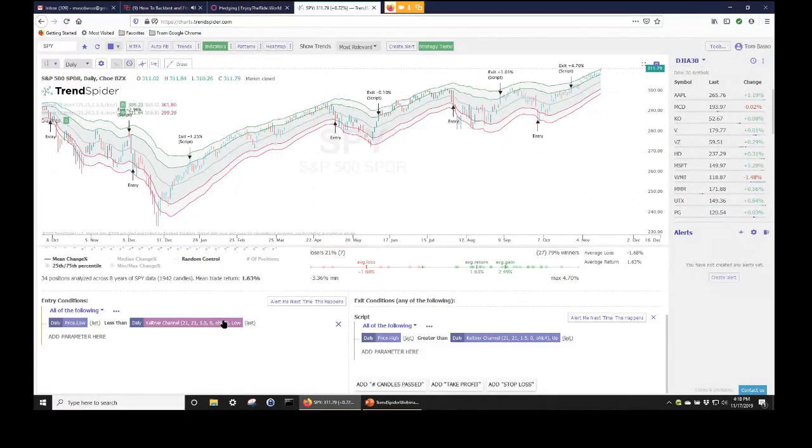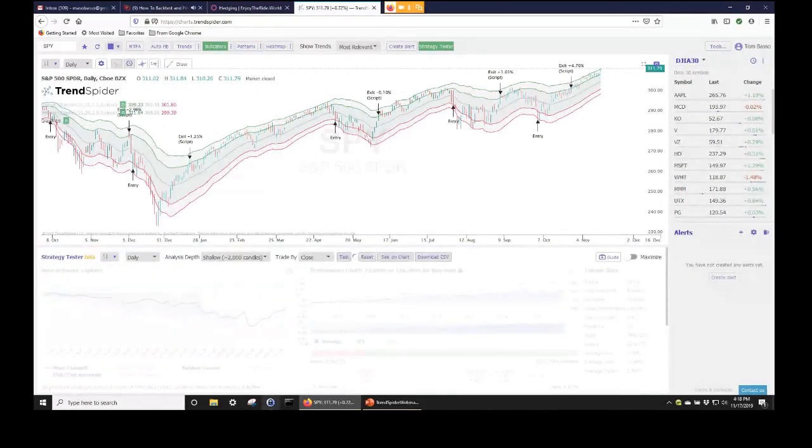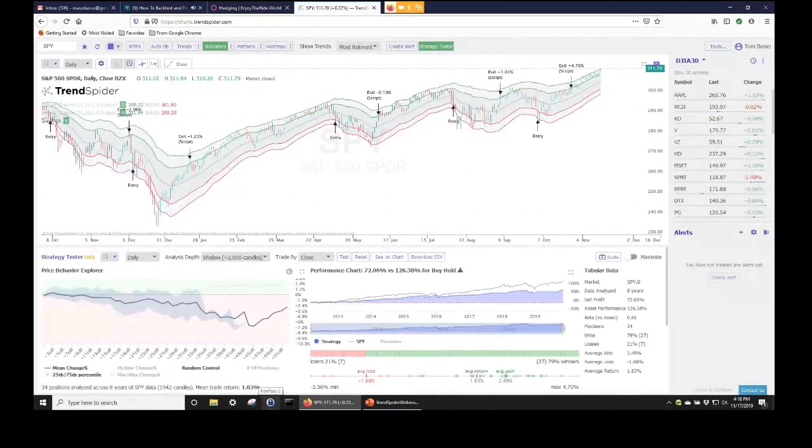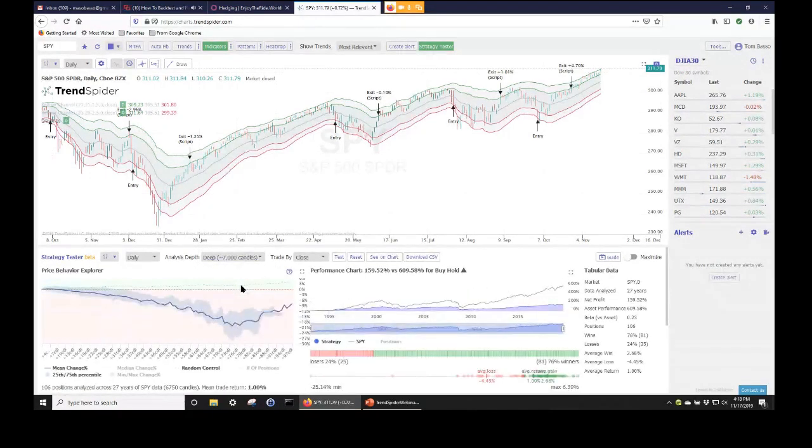If you do that, and you run a test by hitting the test button, as he showed you, it takes a second or 2 to run, in this case, 2,000 pieces of daily data. I can just as easily say, let's go back 27 years and test it, and that takes just slightly longer, maybe 4 or 5 seconds.